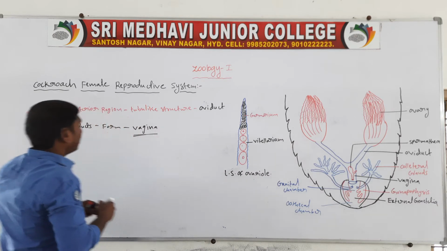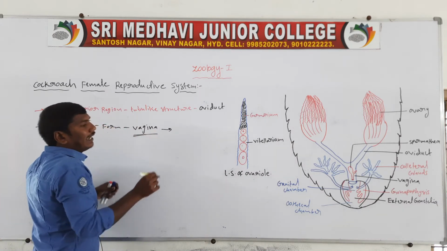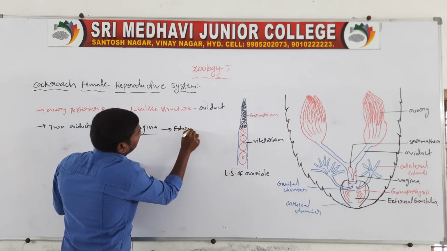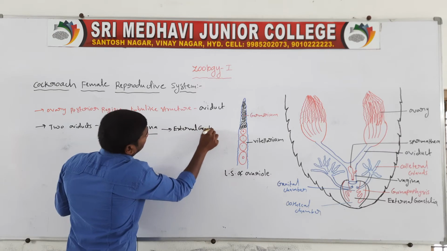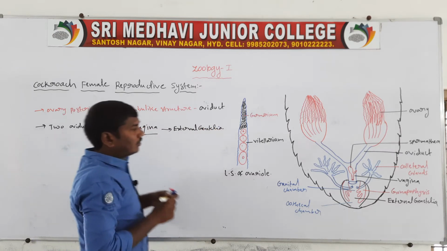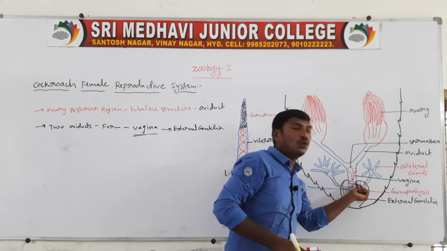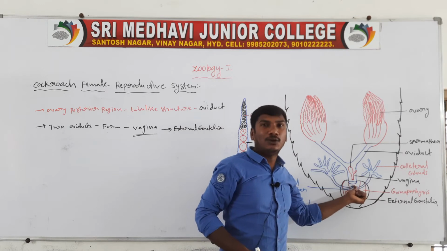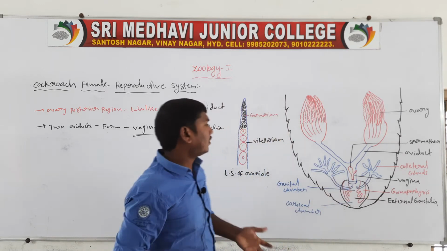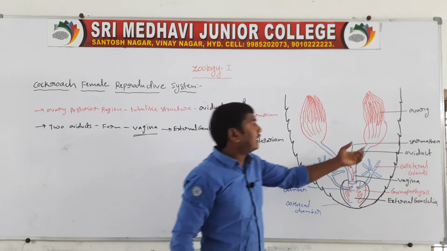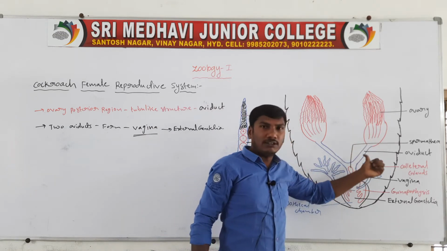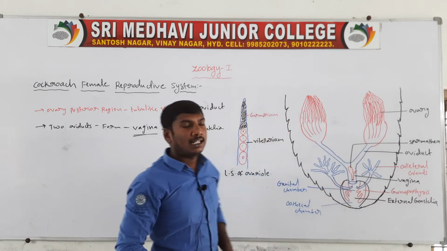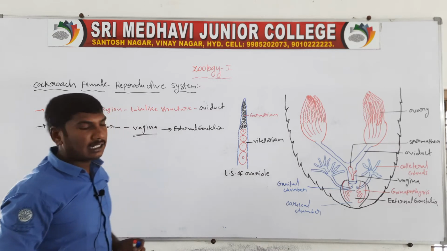The vagina opens into the external genitalia. This opening region is called the gonophore. So these are the oviduct and vagina. The ovary posterior region continues to the oviduct, the oviducts connect to form the vagina, and the vagina opens into the external genitalia.